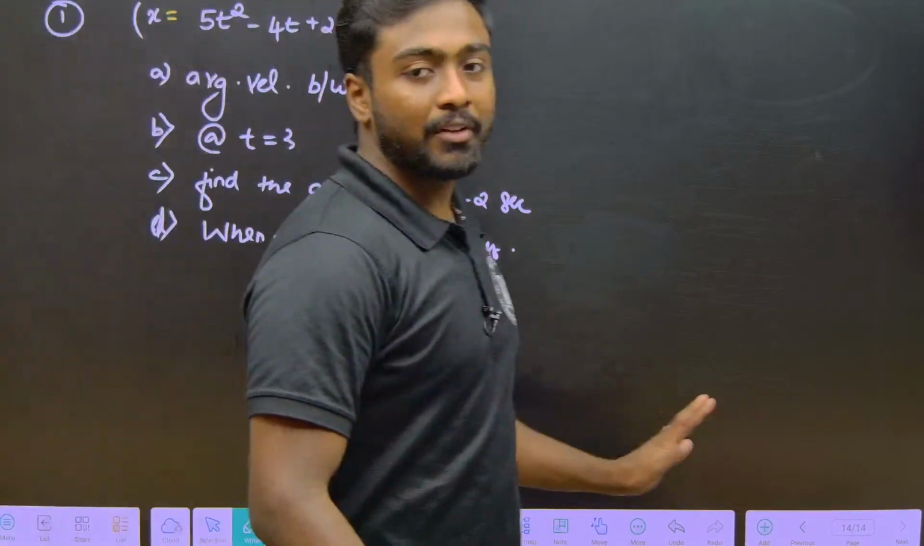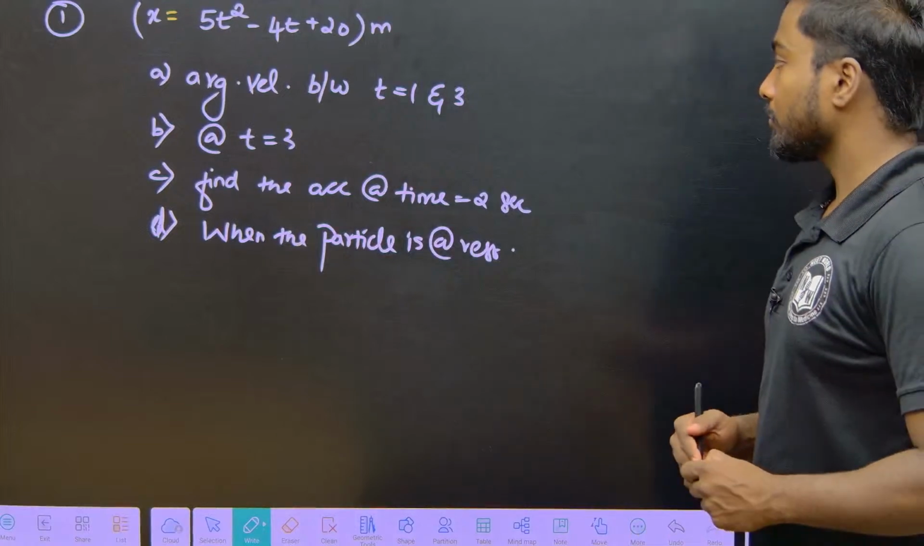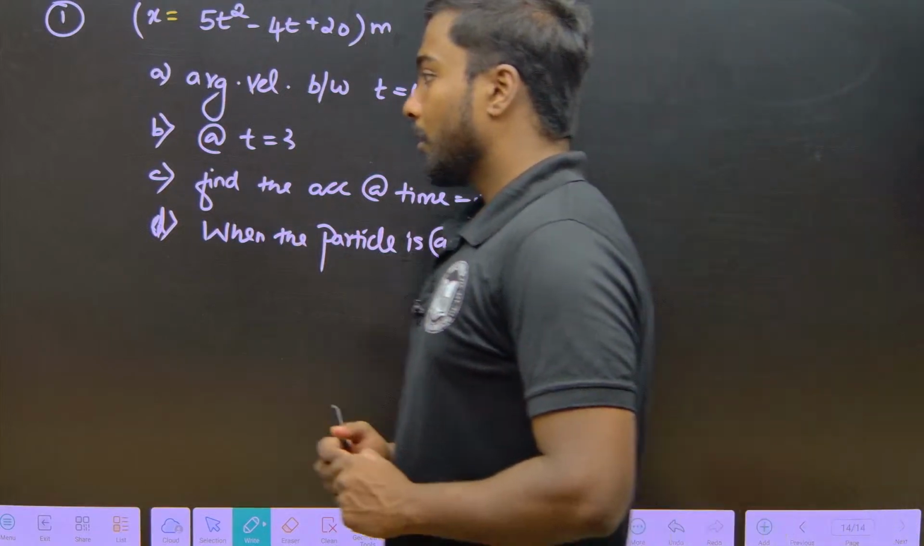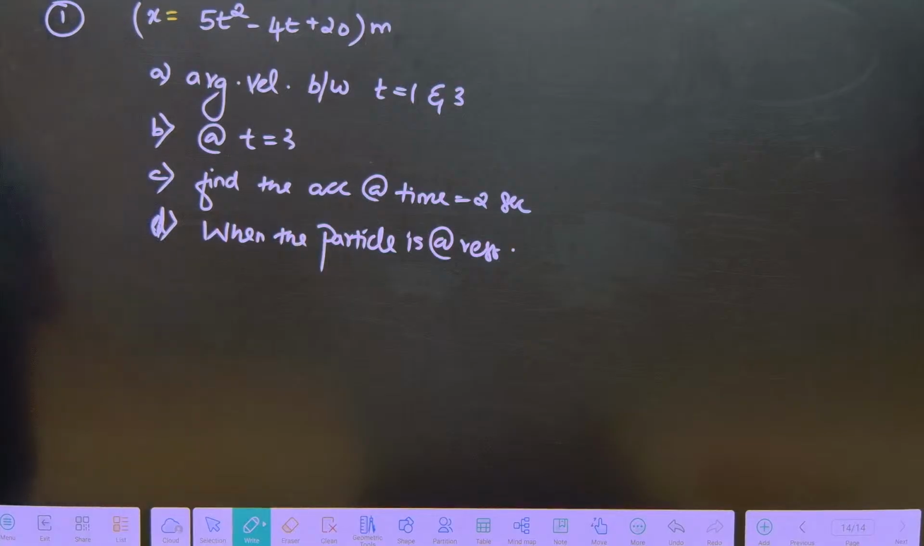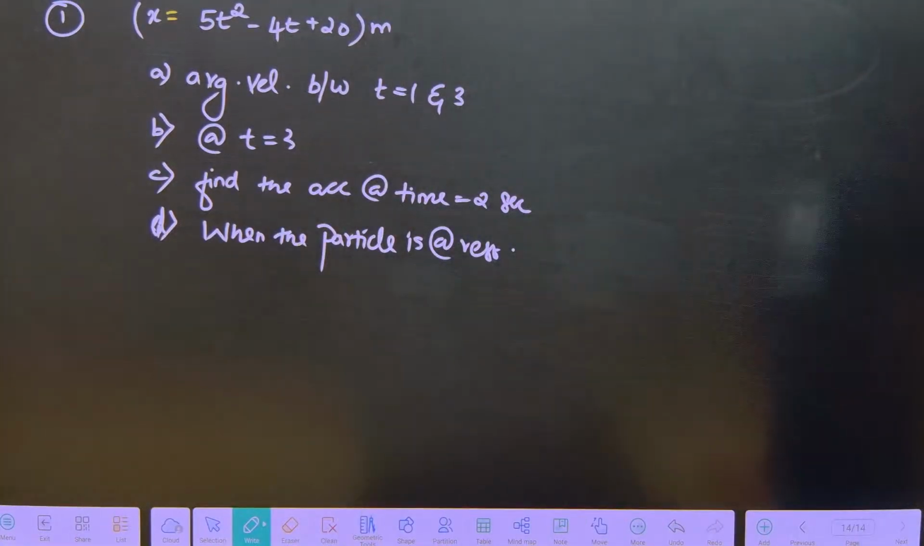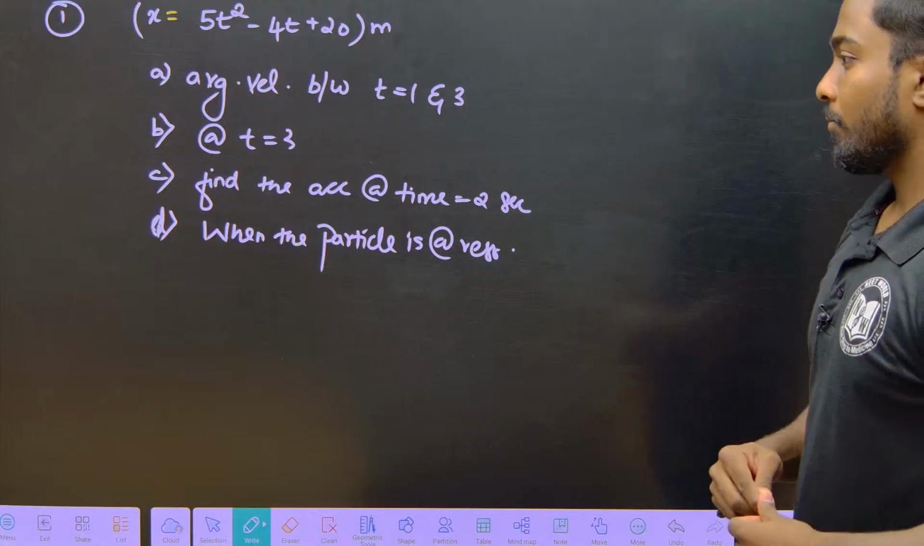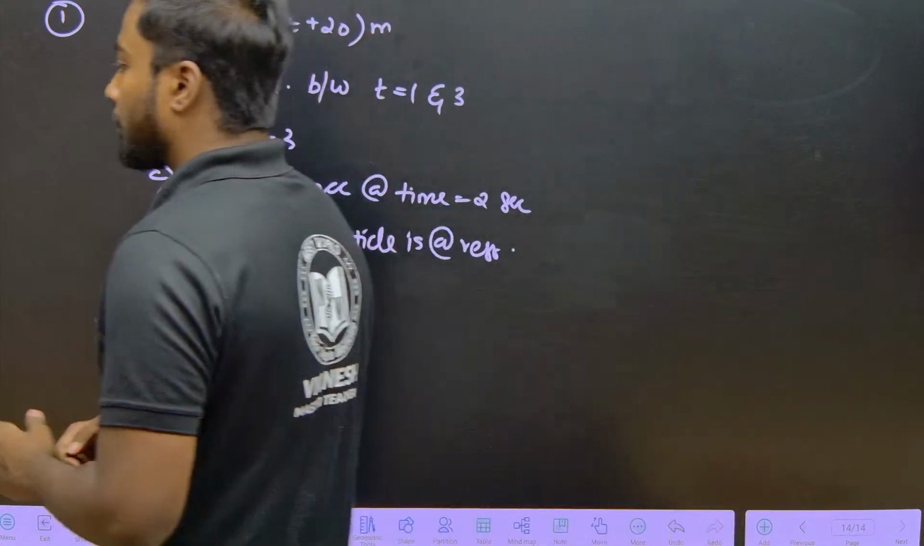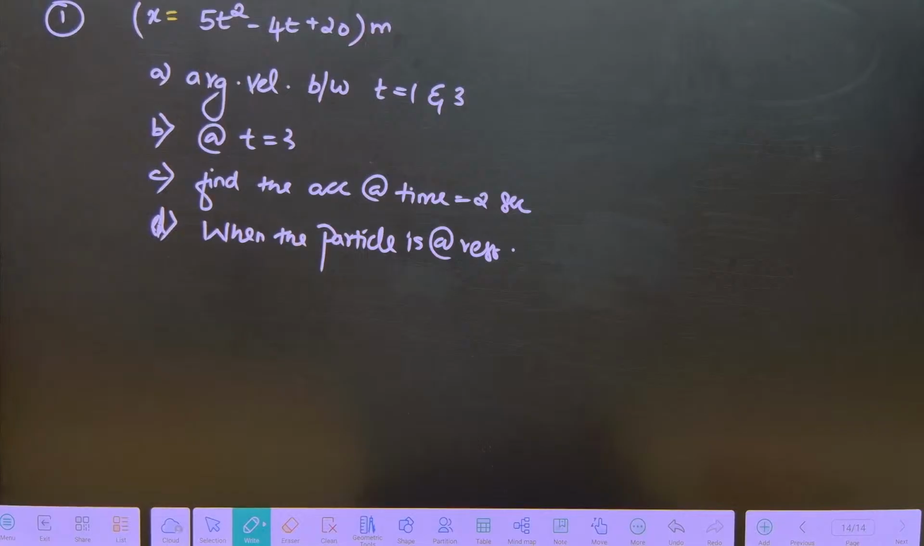Okay. Can you give the answer for these questions? Guys, whoever is watching online, you also can give the answer for these 4 questions: average velocity between 1 and 3, instantaneous velocity and acceleration at t equals 2 seconds, and when the particle is at rest. You can give the answer.